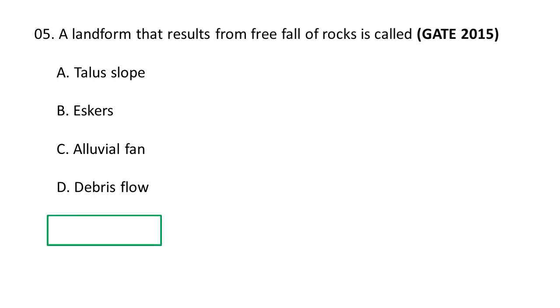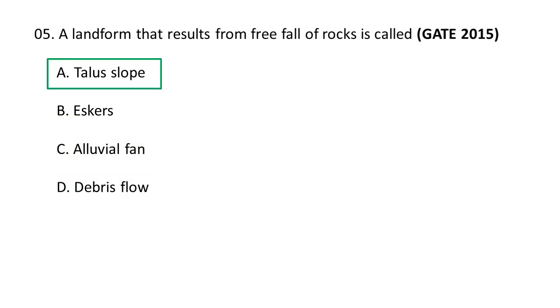A landform that results from free fall of rock is called A. Talus slope, B. Eskers, C. Alluvial fan, and D. Debris flow. A landform that results from free fall of rocks is known as a talus slope. Talus slopes are the landforms that are created by the accumulation of rocks that have fallen from a cliff or a steep mountain. So talus slope is the correct answer.